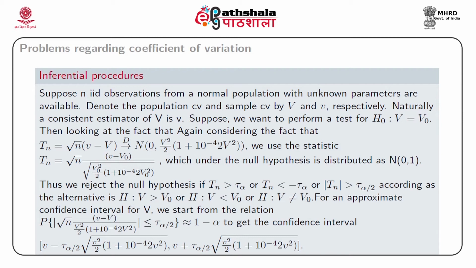So, we reject the null hypothesis if such a statistic Tn exceeds tau alpha, or is less than minus tau alpha, or the absolute value of Tn exceeds tau alpha by 2, according as the alternative is V greater than V naught, or V less than V naught, or V not equal to V naught. As earlier, we can find an approximate confidence interval for V starting from the relation as given in this, and finally one can get the approximate confidence interval which can be seen in our text.